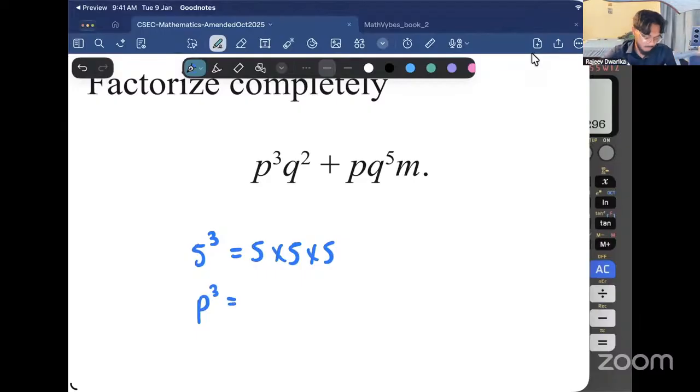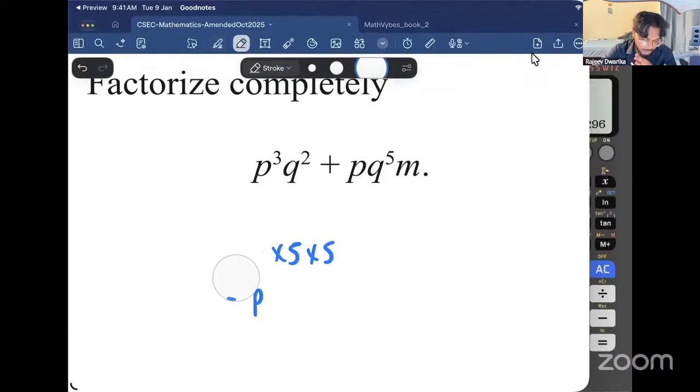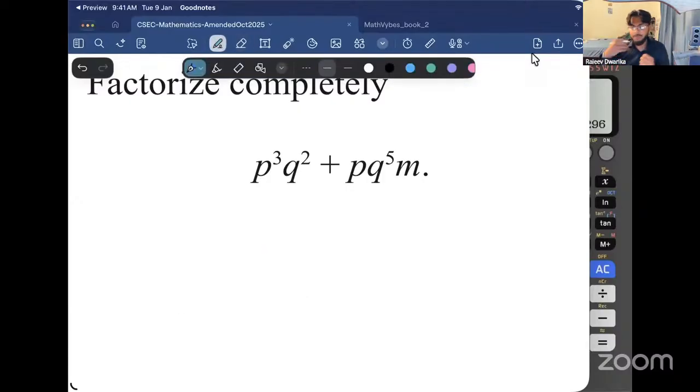P multiplied by itself 3 times. Exactly. So here's what I'm gonna do. Eventually, when you fully understand it, you'll be able to do the questions really fast. But I'm showing you the full working here. So here, P cubed is the same thing as P by P by P.